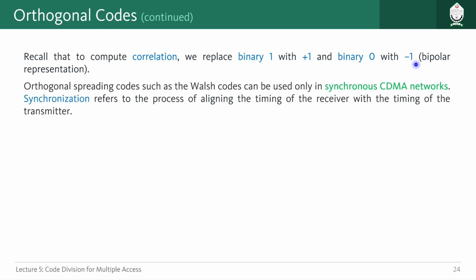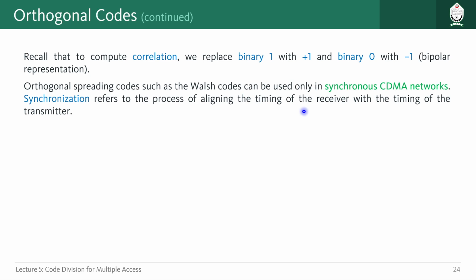Now, what are the problems of this kind of orthogonal codes? I mean, this kind of orthogonal codes should always be used in CDMA, but still, practically, not always are these kinds of codes used. What is the reason behind that? This is because there are two types of CDMA networks. One is the synchronous CDMA network, another one is the asynchronous CDMA network.